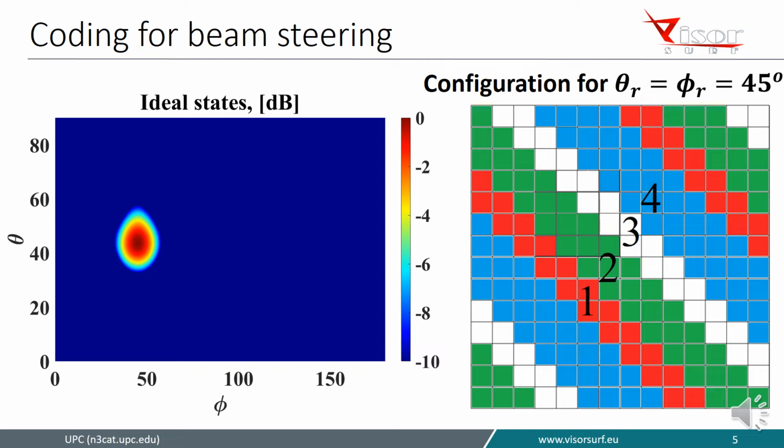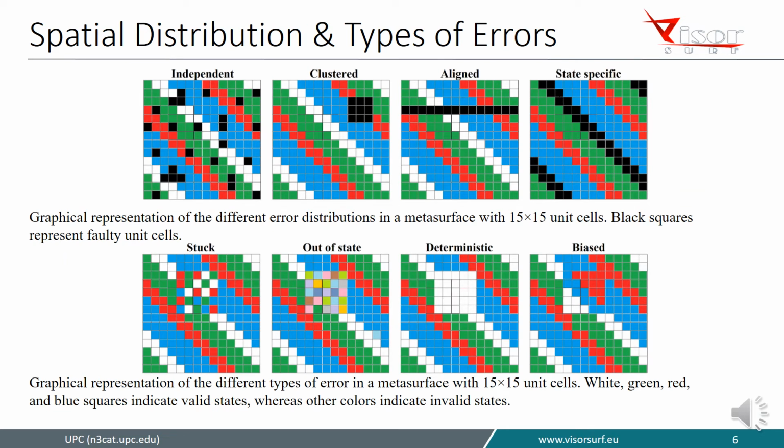Here you can see the desired configuration of the metasurface for an angle of reflection of 45 degrees. You can see that in the ideal state without any errors, we would have this radiation pattern. But here you can see examples of having faulty unit cells over the metasurface.